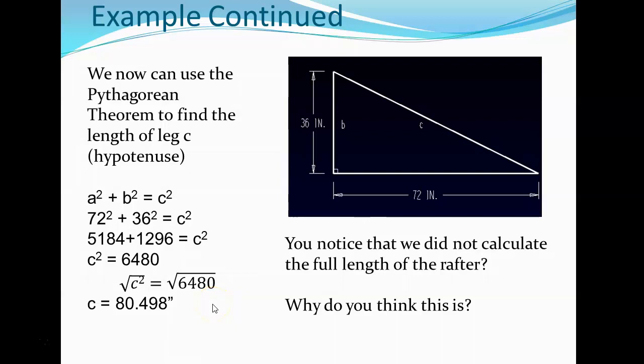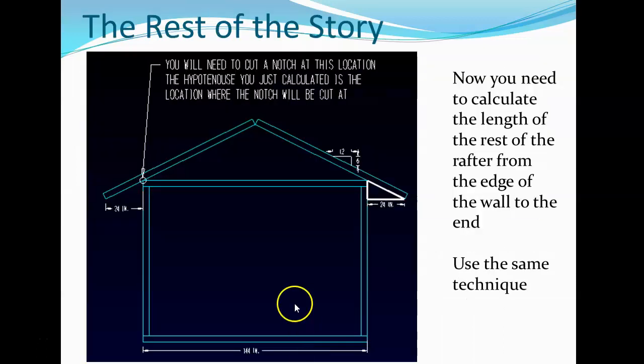You notice that we did not calculate the full length of the rafter. Why do you think this is? Right here, you will need to cut a notch at this location. The hypotenuse you just calculated is the location where the notch will be cut. Notice from this point right here to that point, which is also the same thing as from here to right there.